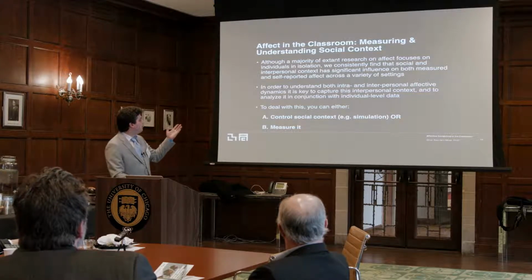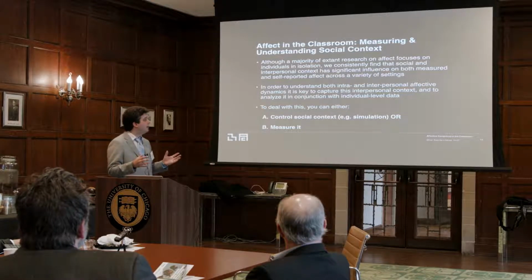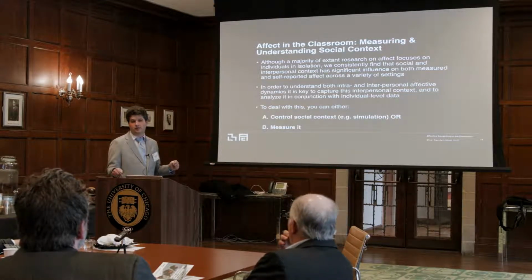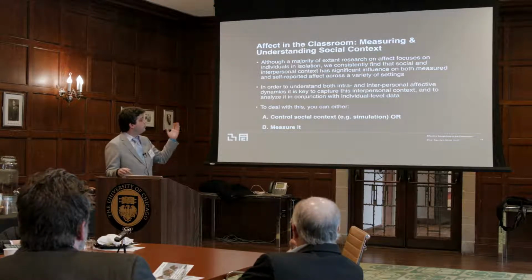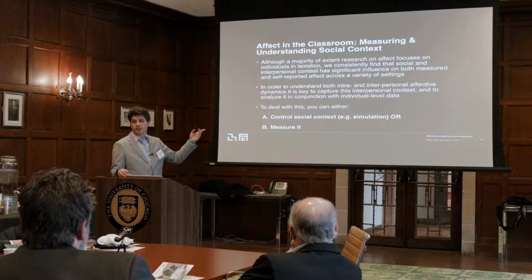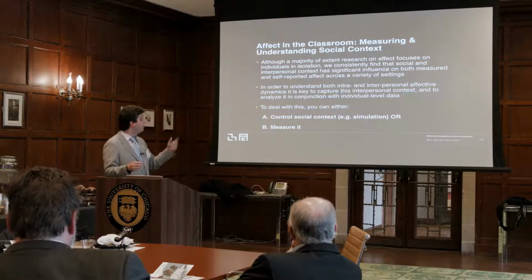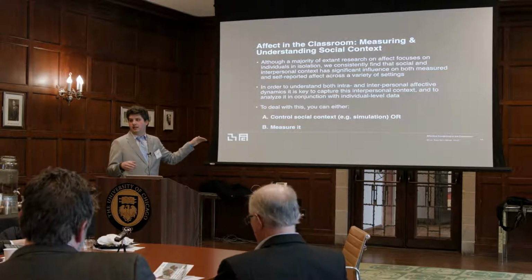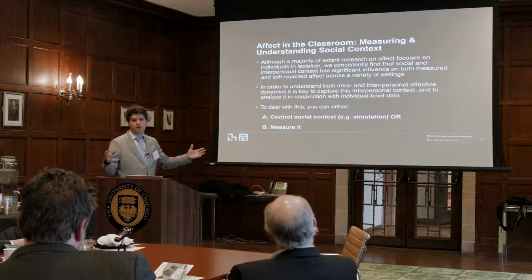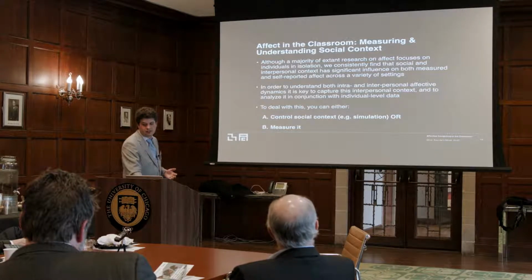And so in order to understand both intra and interpersonal affective dynamics, I think it's really key to capture the interpersonal context and to analyze it in conjunction with individual level data. And I think that's true even if what you're interested in is the individual level data, because the social dynamics have a big role to play. And so essentially you end up with two choices. Either you can try to control the social context, which is what we do with things like simulations or where you have them interacting with an agent, which tells you a certain set of things, or you can measure it. And in the work that I'm going to show you, we pretty much always choose B and try to measure it at as much scale as we possibly can so that we can look at it afterwards in interpreting the results of our studies.